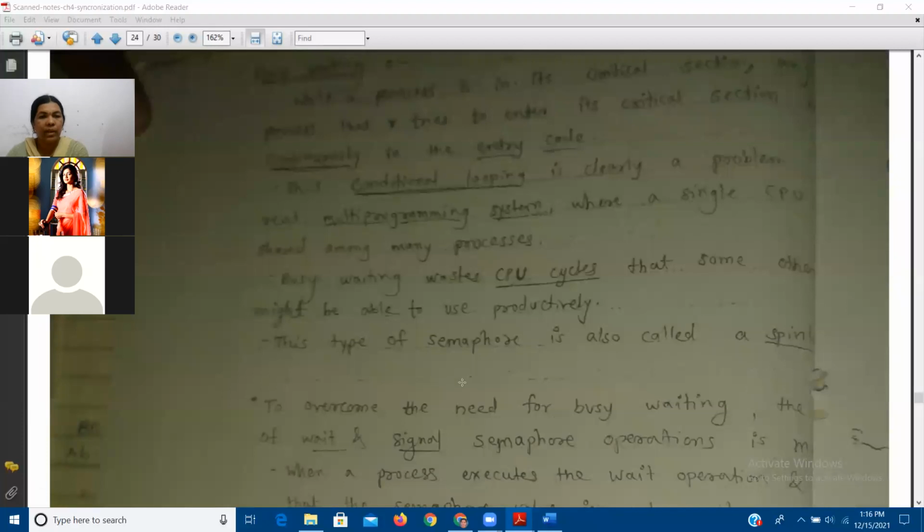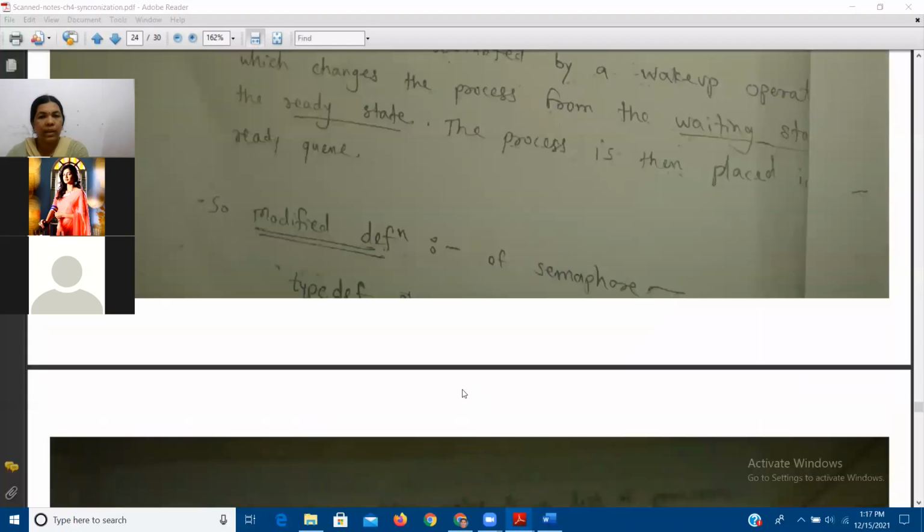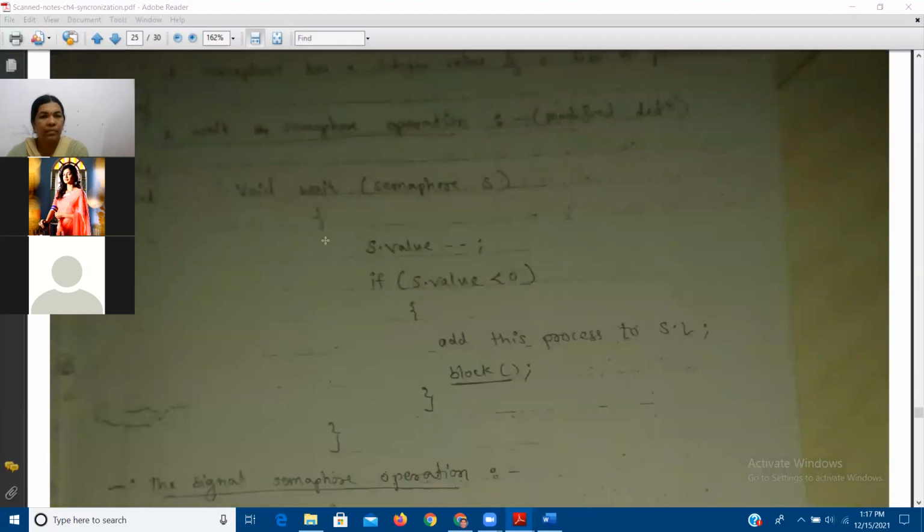To avoid this busy waiting, don't write this part, you can write directly the modified definitions. So busy waiting is overcome using the modified definition of wait and signal. Right below, write the modified wait operation and then the modified signal operation. This is about the modified wait operation.